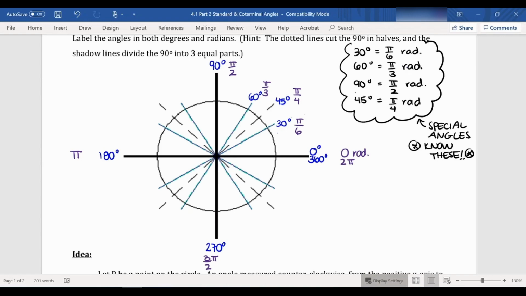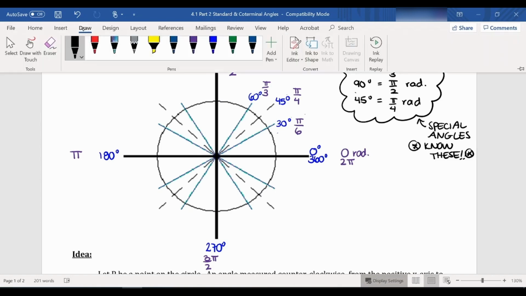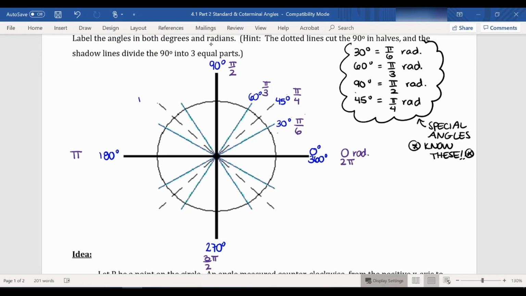Okay, these are important. Now we're going to use these to come up with all of our other angles in this circle. So all of the dashed lines are iterations of 45. Our quadrant 1 dashed line is 45. We double that, we get 90. Halfway between 90 and 180 would be another 45 degrees. So if I add 45 degrees to 90 degrees, I would get 135 degrees here.